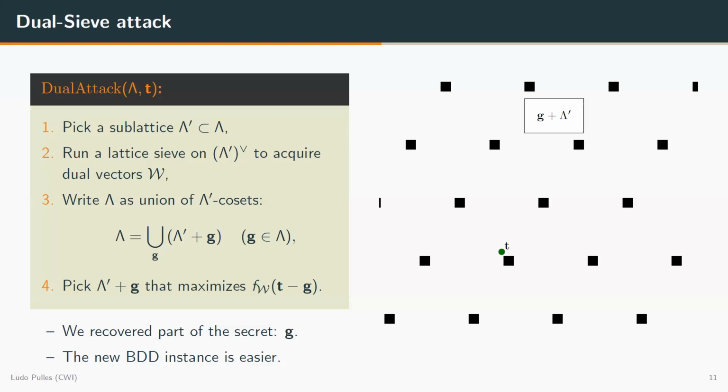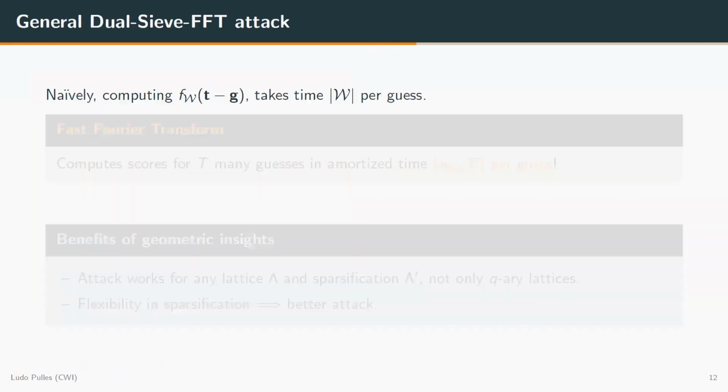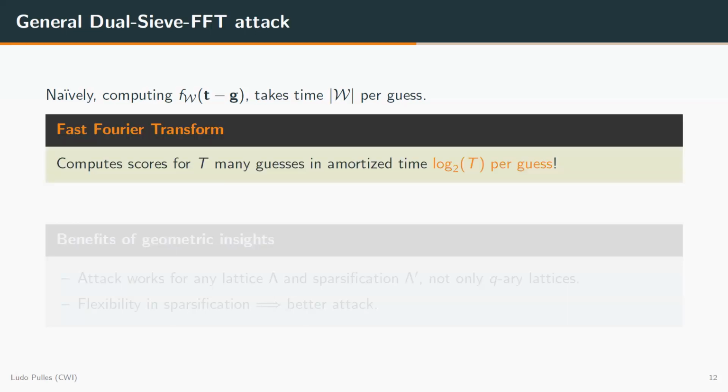And if we're right, we just recover part of the secret. And we can actually repeat this dual attack multiple times. Every time, the BDD instance becomes easier, and then you can recover the whole secret. And this is where the FFT trick comes in. If you evaluate the score function naively, the time is linear in the number of dual vectors, and the number of dual vectors was exponential. So this FFT allows us to speed up this evaluation for many targets, and then the time drops to almost constant time per guess, so logarithmic in the number of points you want to evaluate it at.